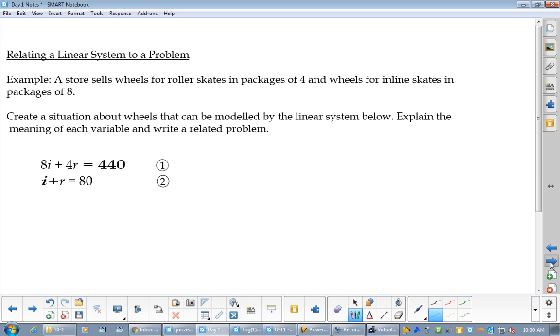Okay, so a store sells wheels for roller skates, packages of 4, and for inline skates, packages of 8. Create a situation about wheels that can be represented by the system below. Explain the meaning. So 8i plus 4r equals 440. What does that mean? What does this mean? 8i plus 4r equals 440.